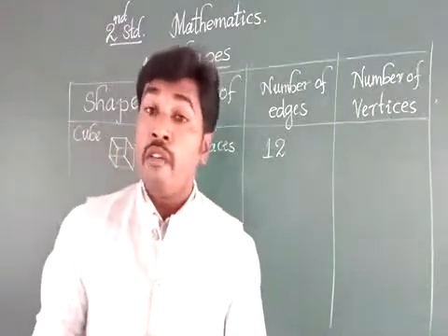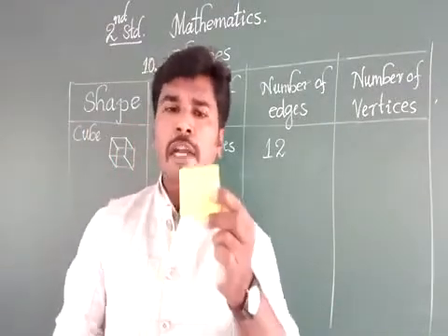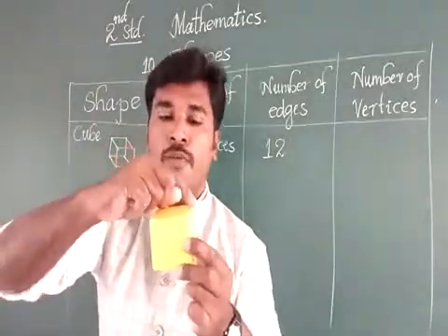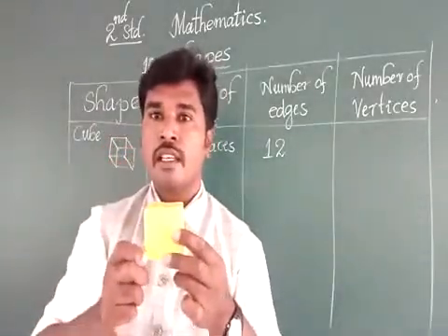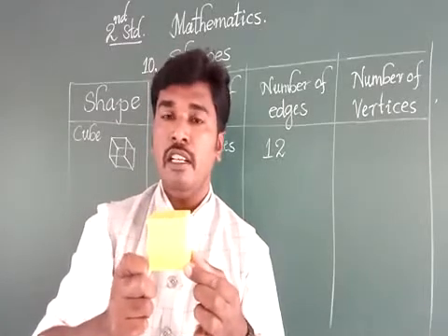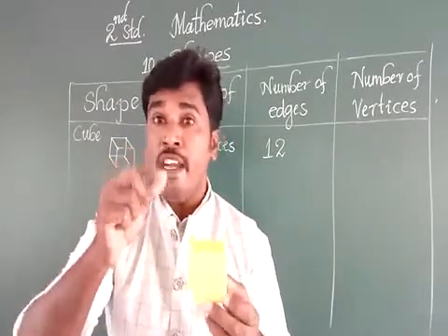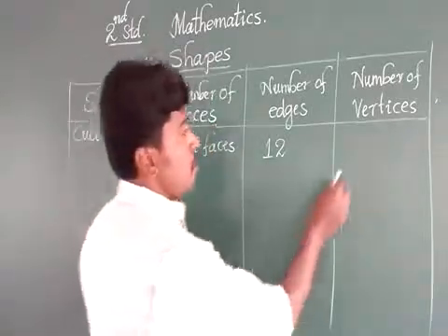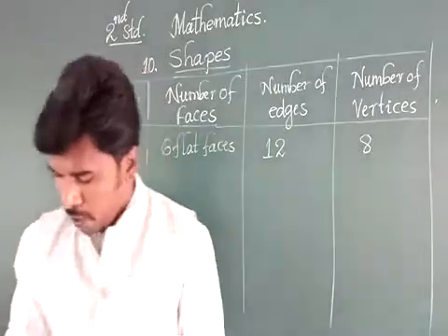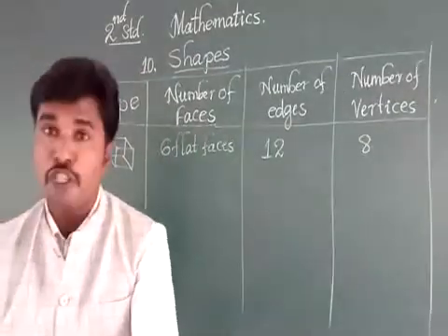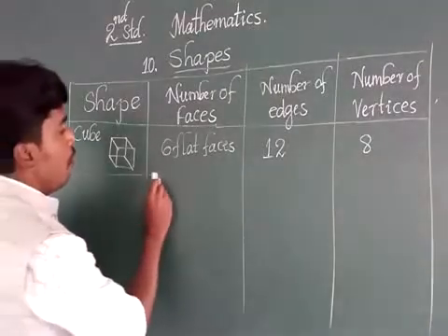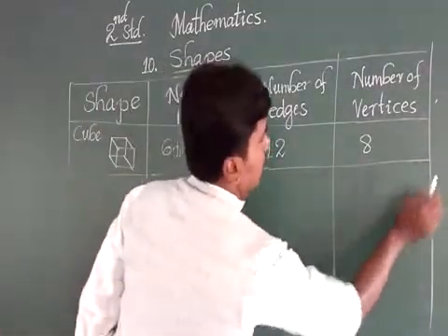Now we come to vertices. Vertices are nothing but corners. 1, 2, 3, 4, 5, 6, 7, 8. There will be 8 vertices. That means it has 8 corners. Okay, now I shall proceed to the next shape. It is cuboid. So this one we have completed.